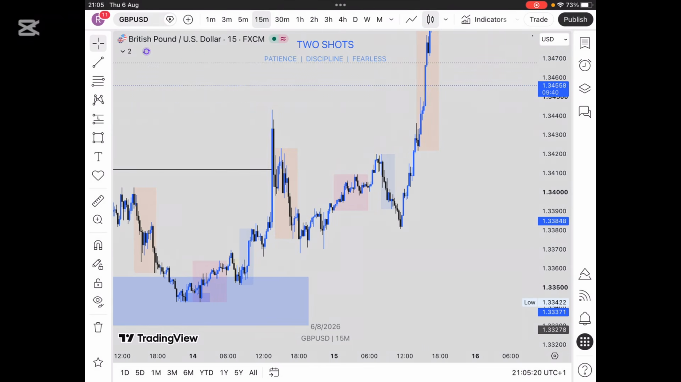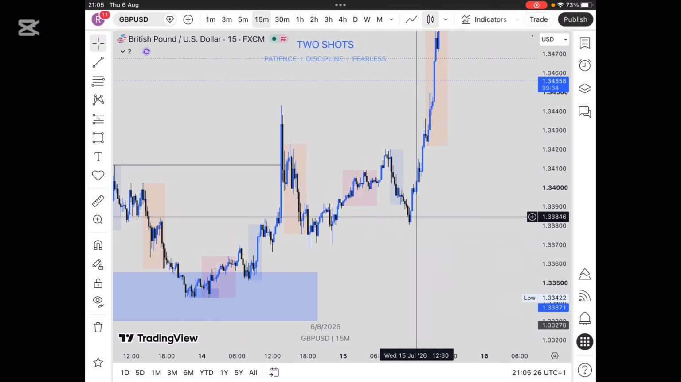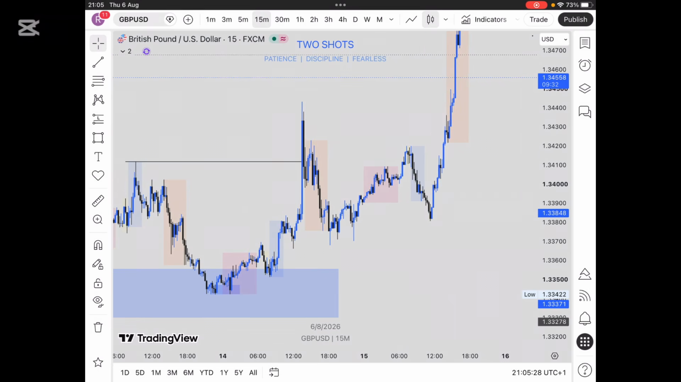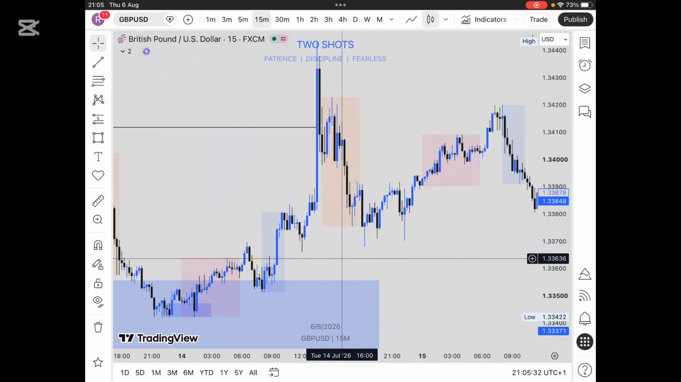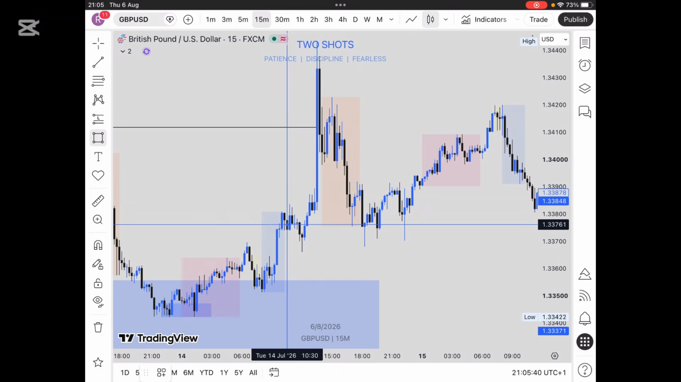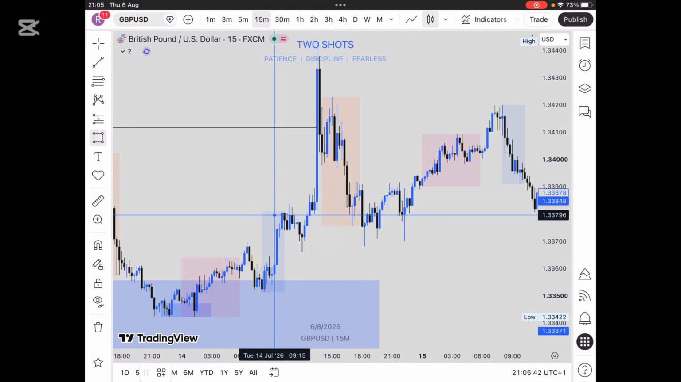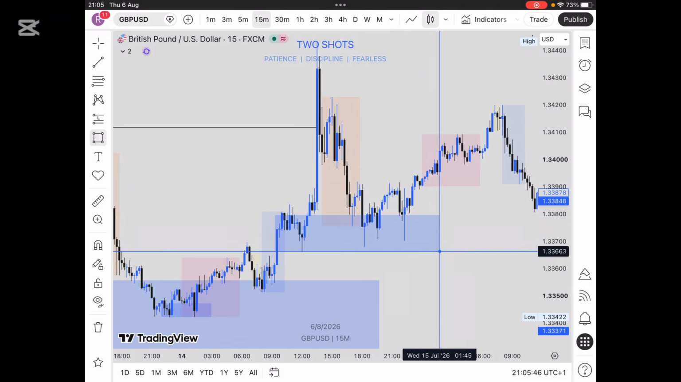Notice we are trying to figure out where we can get involved in again in order to target our overall high. So let's see if we can see a key level. Alright, we have this key level right here. So there is every good reason to get involved around this one, because there is a key level right here. So we can decide to get involved around this place again.